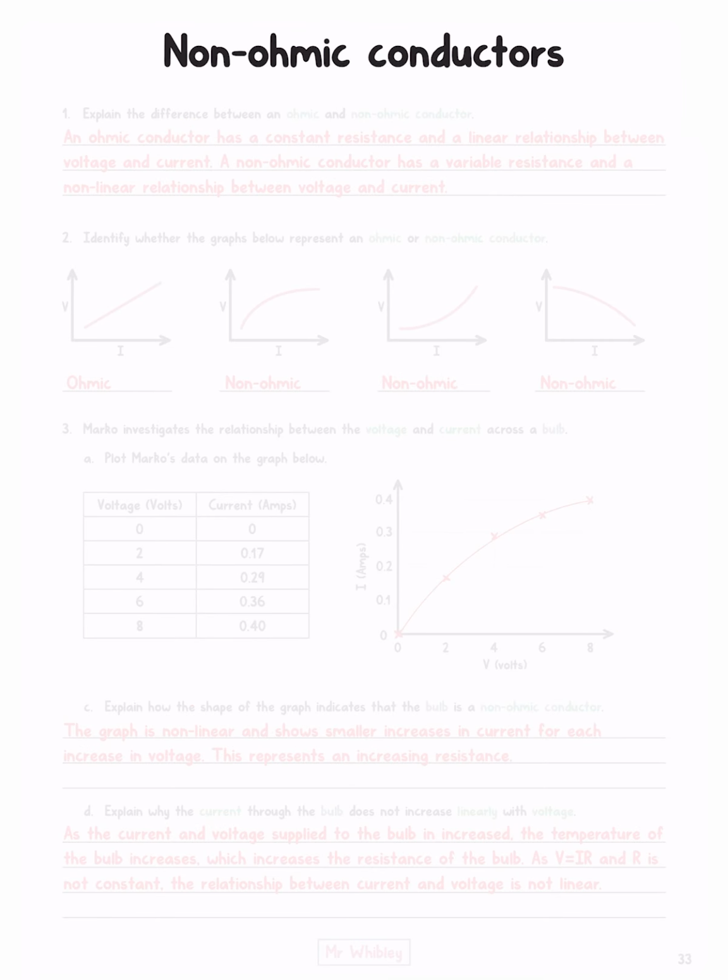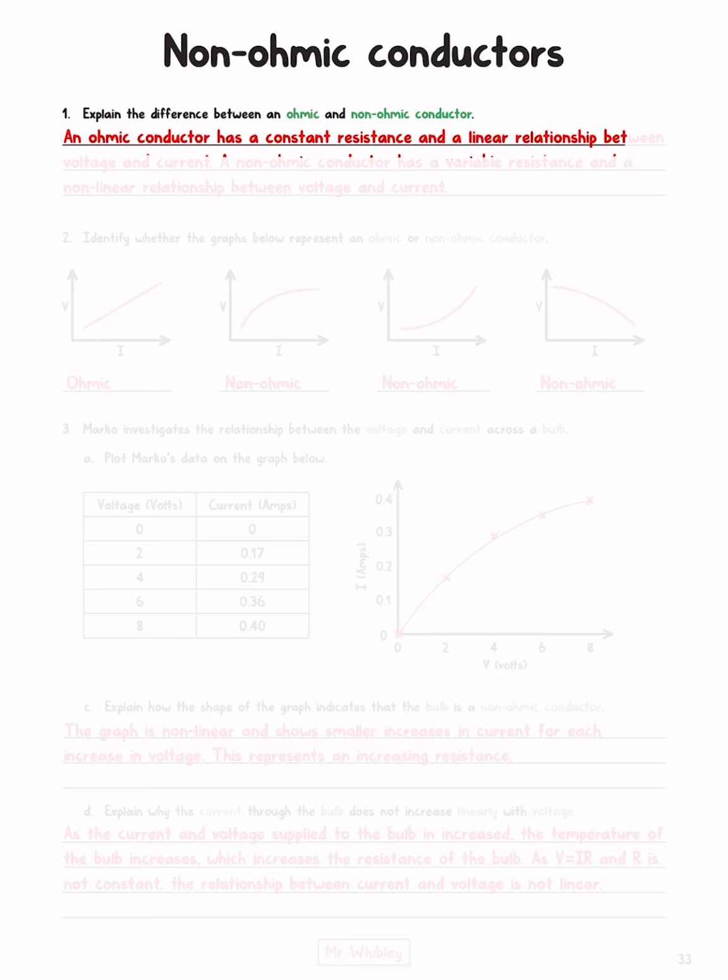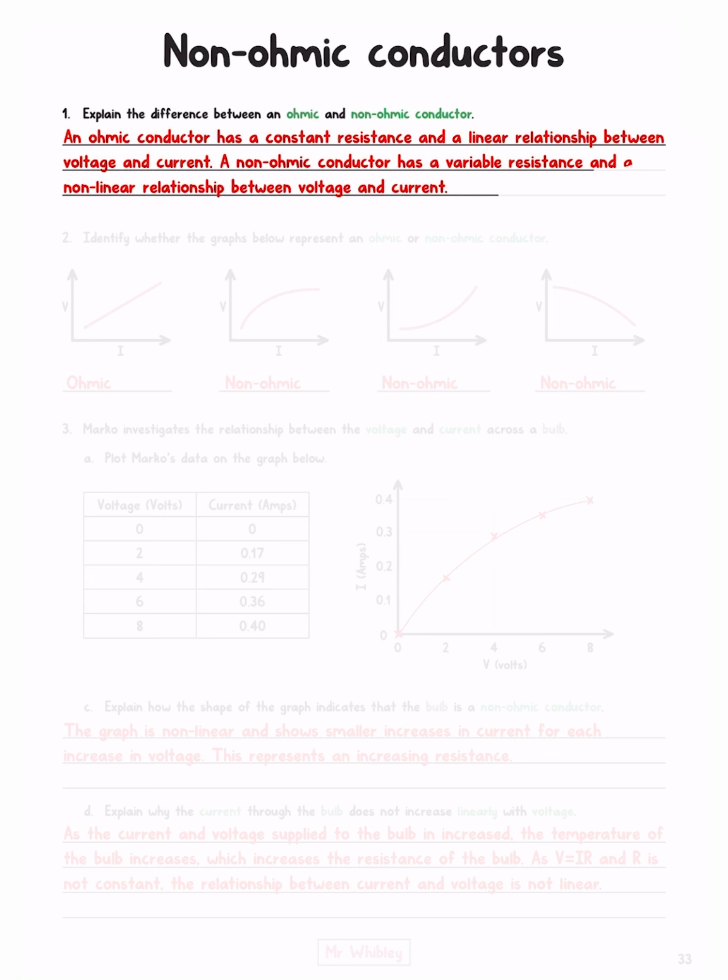Non-ohmic conductors. Question 1. Explain the difference between an ohmic and non-ohmic conductor. An ohmic conductor has a constant resistance and a linear relationship between voltage and current. A non-ohmic conductor has a variable resistance and a non-linear relationship between voltage and current, meaning that if we were to graph voltage and current, for an ohmic conductor we're going to have a straight line linear relationship, whereas for a non-ohmic conductor we're going to have a curved relationship.